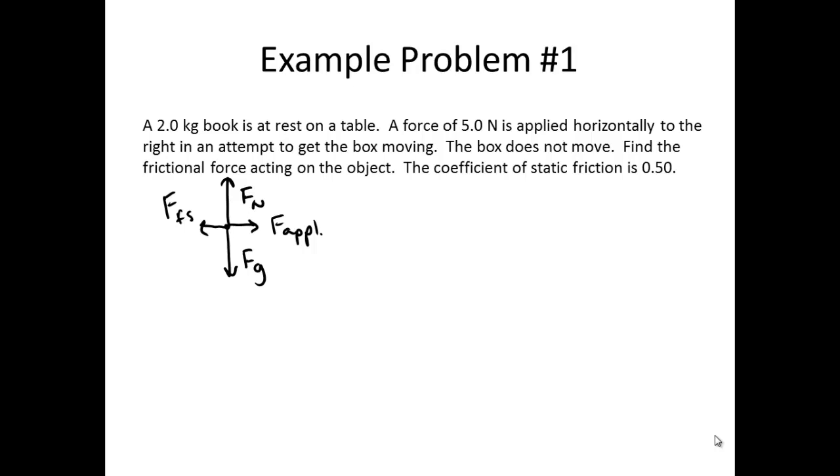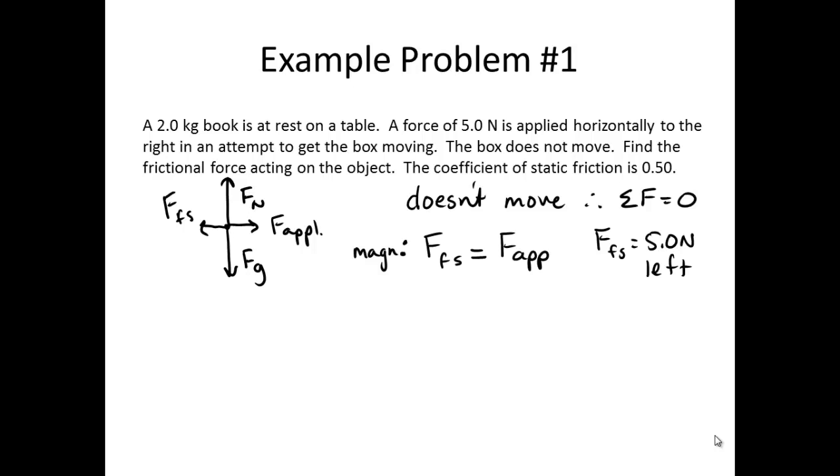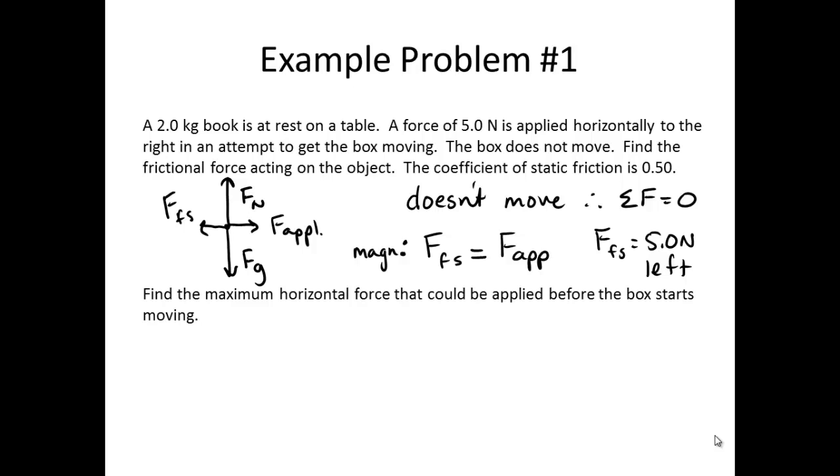If we begin with a free body diagram, we have our force of gravity down, our normal force up, applied force to the right, and the force of static friction to the left. Since it doesn't move, the net force must be equal to 0, so our applied force is just equal to our frictional force, and we get that the frictional force is 5.0 newtons to the left.